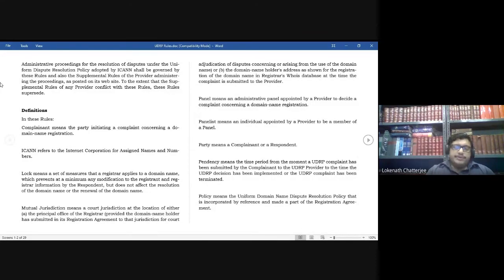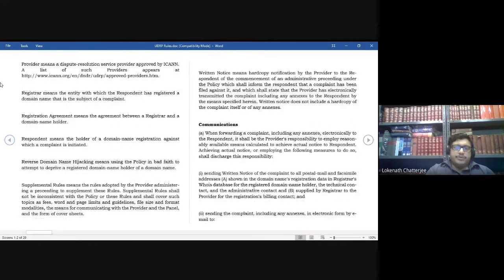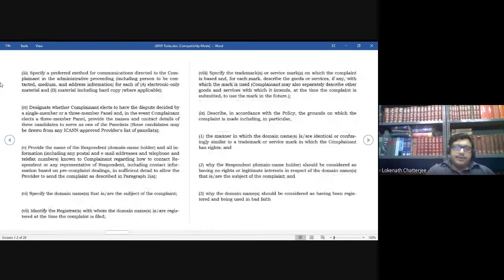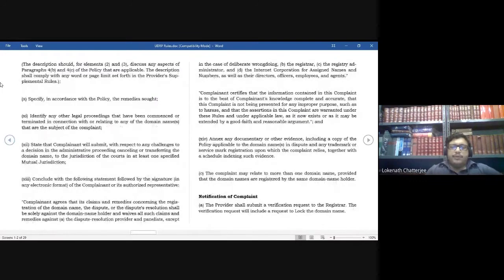Mutual jurisdiction means a court of jurisdiction at the location of the principal office of the registrar, where the domain name is registered, or the domain name holder's address. So either of those two jurisdictions would be a mutual jurisdiction. So this is where again the complainant will have to submit to the jurisdiction of the courts.